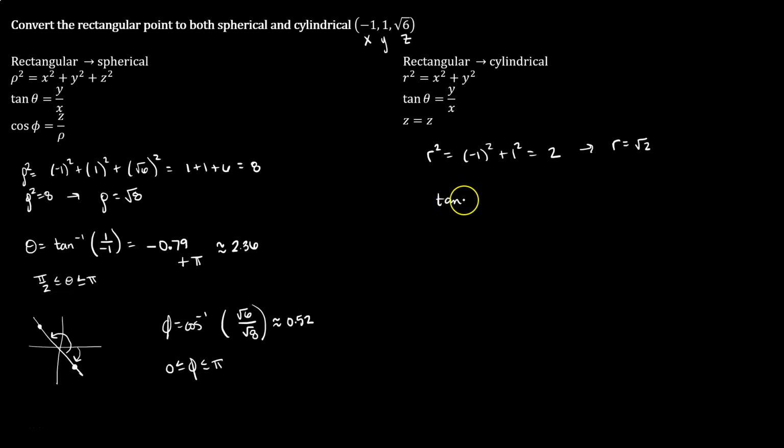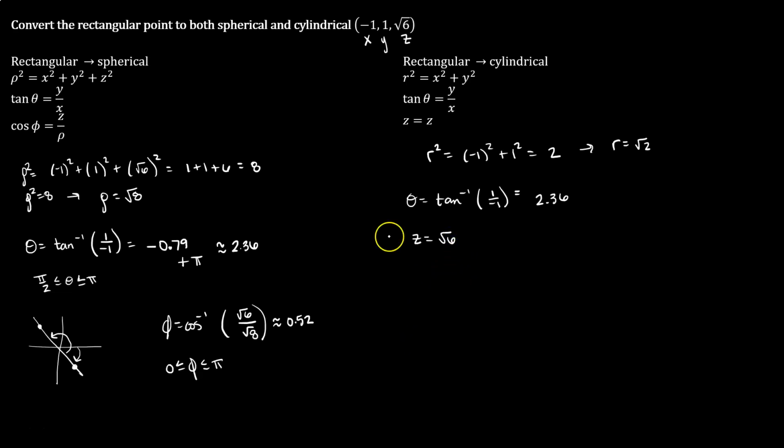Tangent inverse of y over x, 1 over -1. We already did this one, and we know exactly what happened. We got an angle that was outside of our range, and we added pi to it to find the second quadrant, so we know that that's 2.36. Theta is the same between spherical and cylindrical, so that's good news. And then lastly, for cylindrical, we need to find z, which, well, cylindrical has the same z value as rectangular, so we copy over, z is root 6.